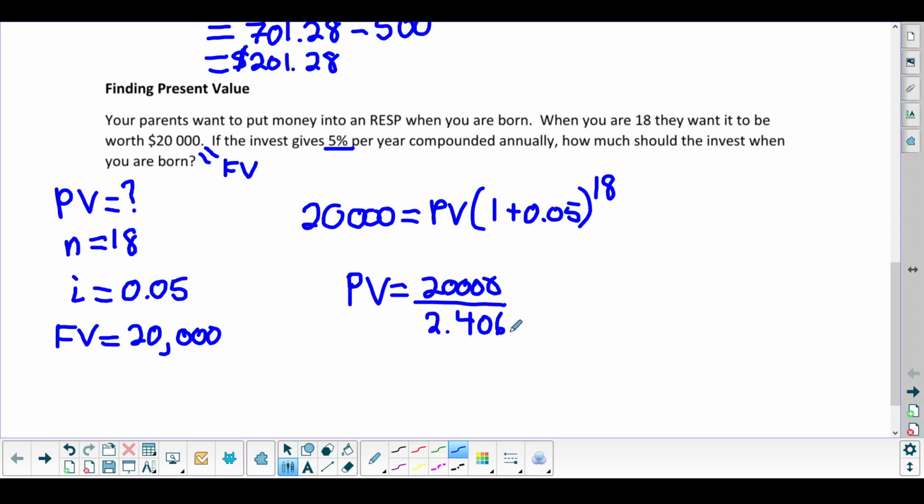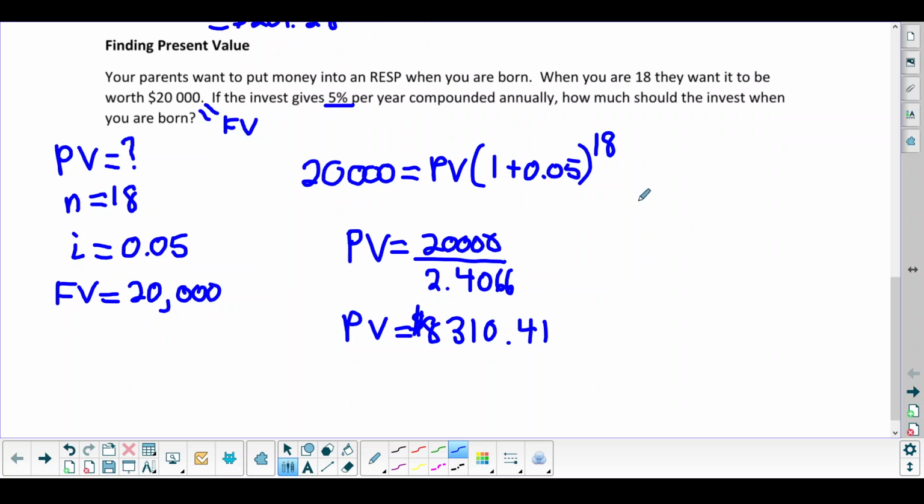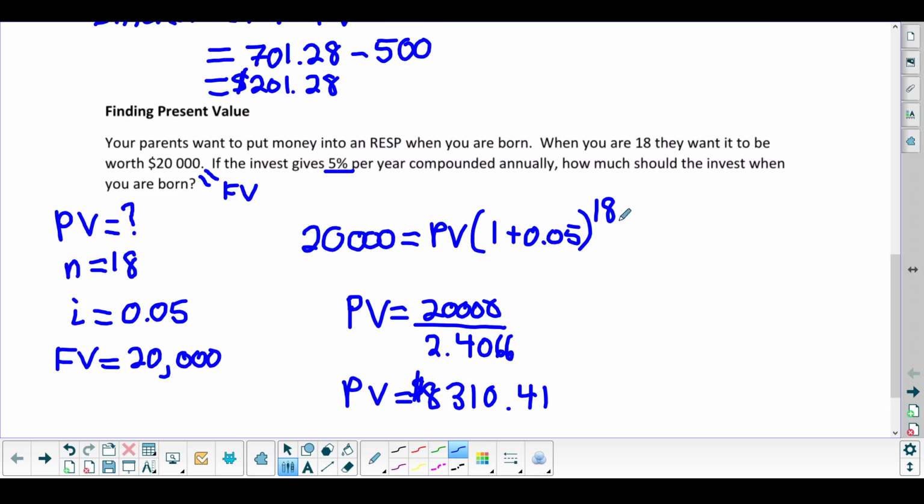We should get 2.4066 or something, and it keeps going, but I'm going to leave that on my calculator and do 20,000 divided by that answer to get a more accurate answer. And we'll get the present value is $8,310.41. Now, whenever we're doing money-based questions, we always do 2 decimal places, even if they're zeros, which sometimes happens. We always write 2 decimals. All right, that is it for the introduction to our financial applications.